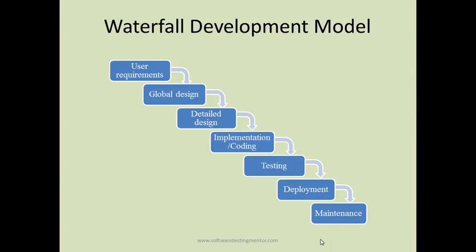So in the waterfall development model, it was pretty straightforward, but unless and until you freeze the requirements, you cannot go to the global design phase. Unless and until you freeze the design, you cannot go to low level design. So that was a drawback in the waterfall development model. But since this was the first development model in the industry, it was there for quite a long time.